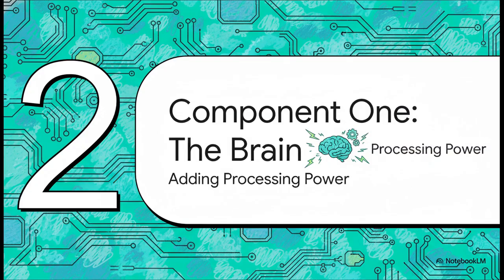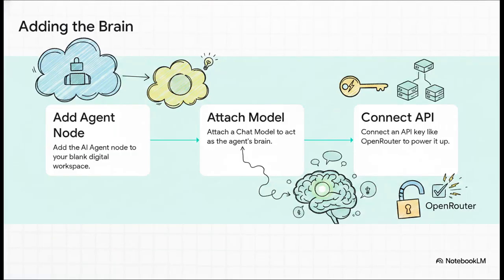Moving on to section 2, component 1, the brain, where we add that crucial processing power. We're going to visualize this build using a visual workspace called n8n, which is highlighted in our sources. Giving your agent a brain basically takes 3 clear steps. Step 1, you just drop an AI agent node right onto your blank digital workspace. Step 2, you attach a chat model to it. Now this chat model is the brain.